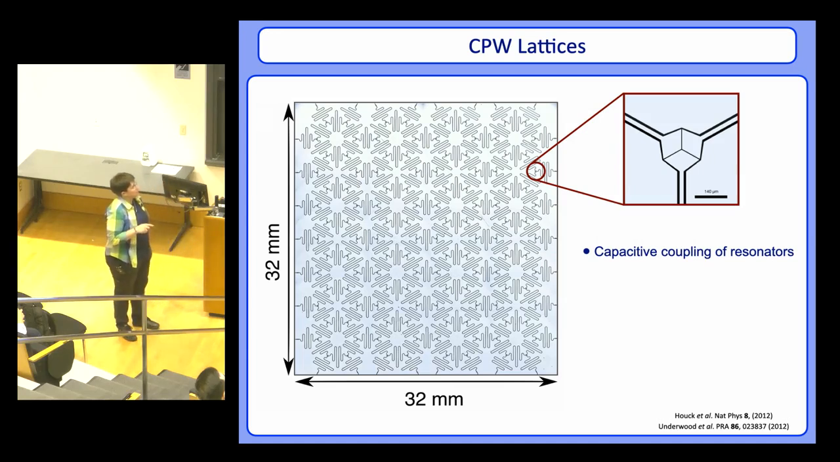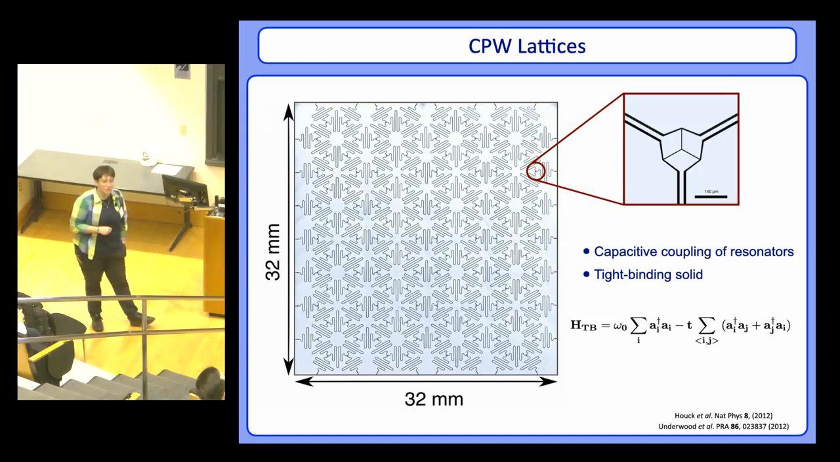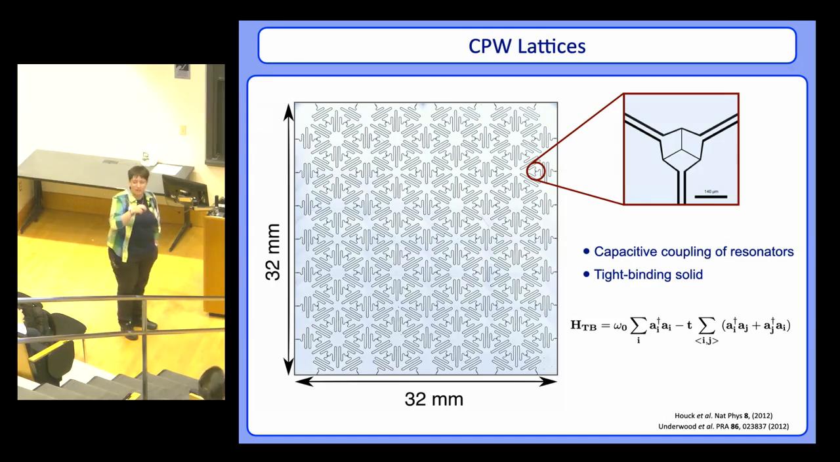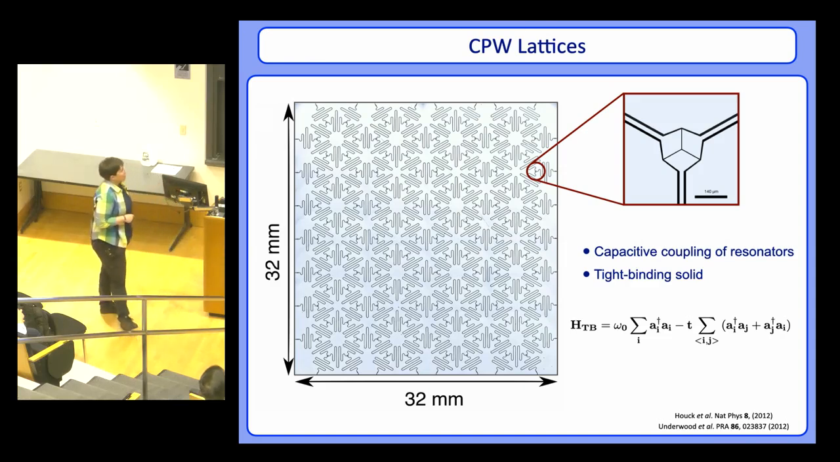And so we really like to think about this actually as a capacitively coupled tight binding solid for photons. It's very akin to a minimal model for non-interacting electrons hopping around on lattice sites. The on-site energy is set by the resonant frequency of the resonator, and the strength of the hopping comes from this capacitance region here at the end.